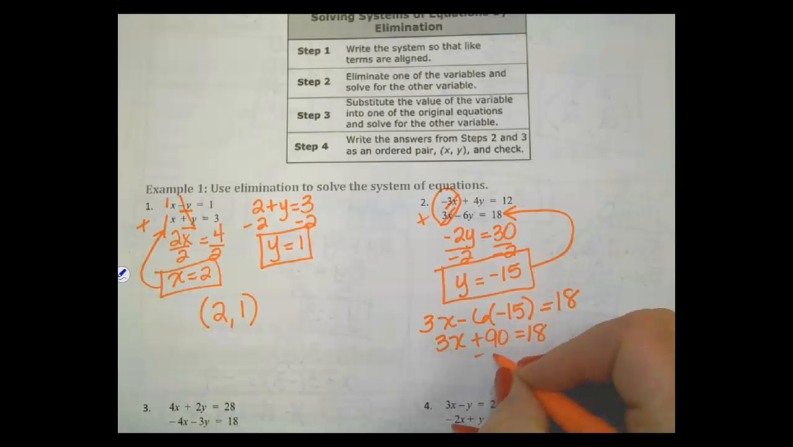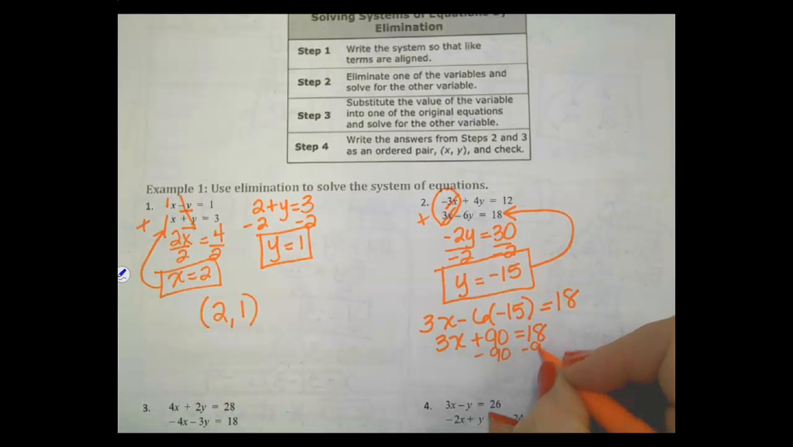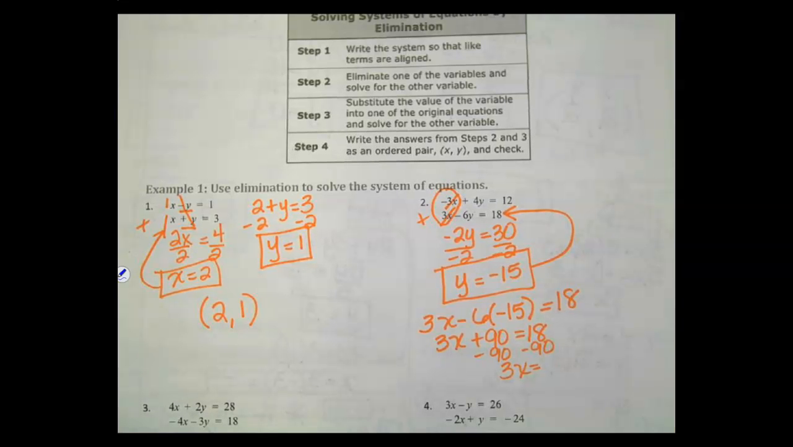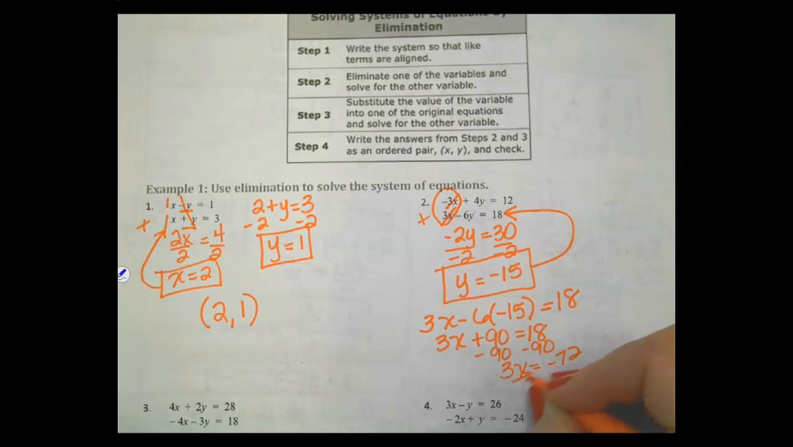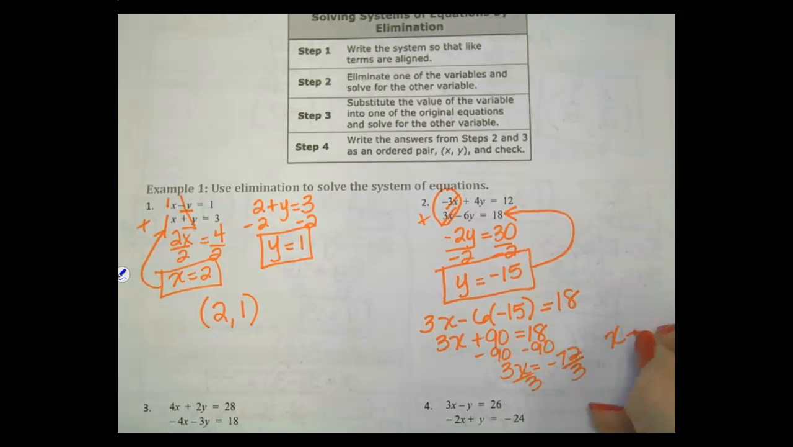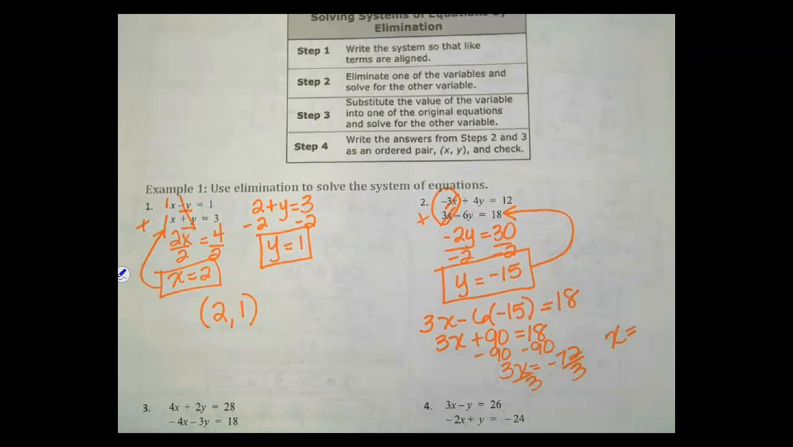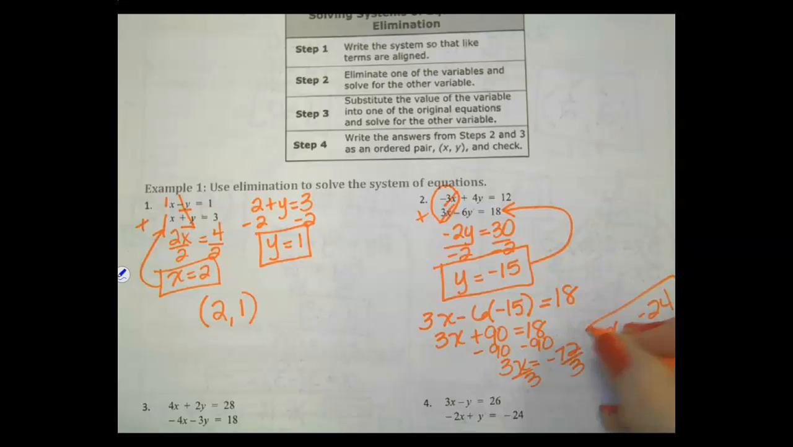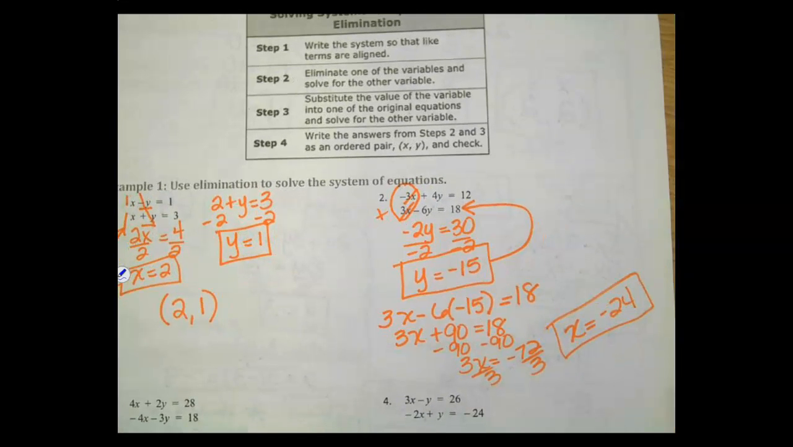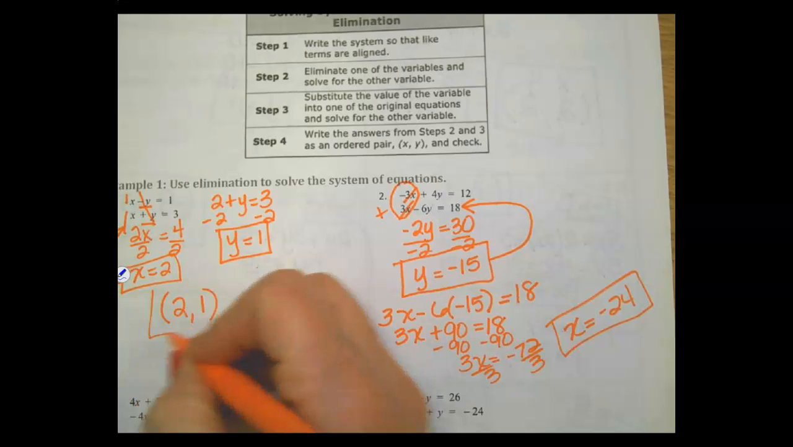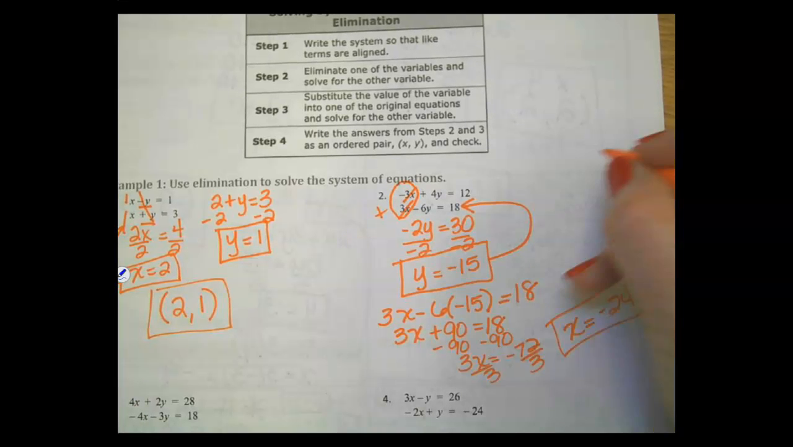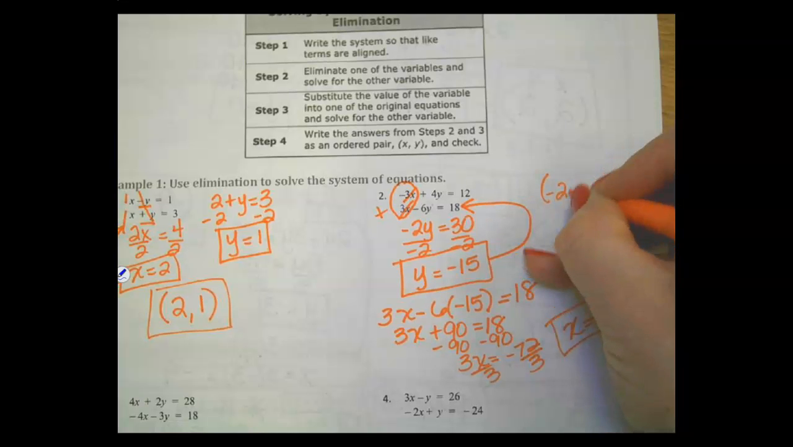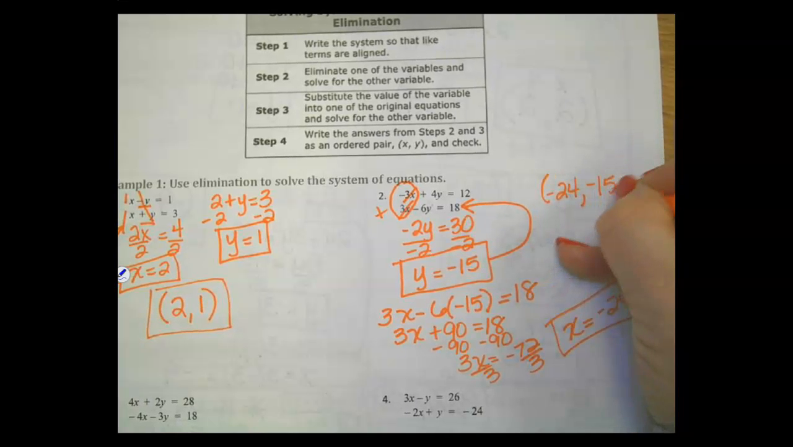Then I'm going to subtract 90 from both sides. So 3x is 18 minus 90, which is negative 72. Divide by 3, and x is equal to negative 72 divided by 3, which gives me negative 24. So that took a little more time to actually solve the second equation. My ordered pair on number 2: x is negative 24 and y is negative 15.